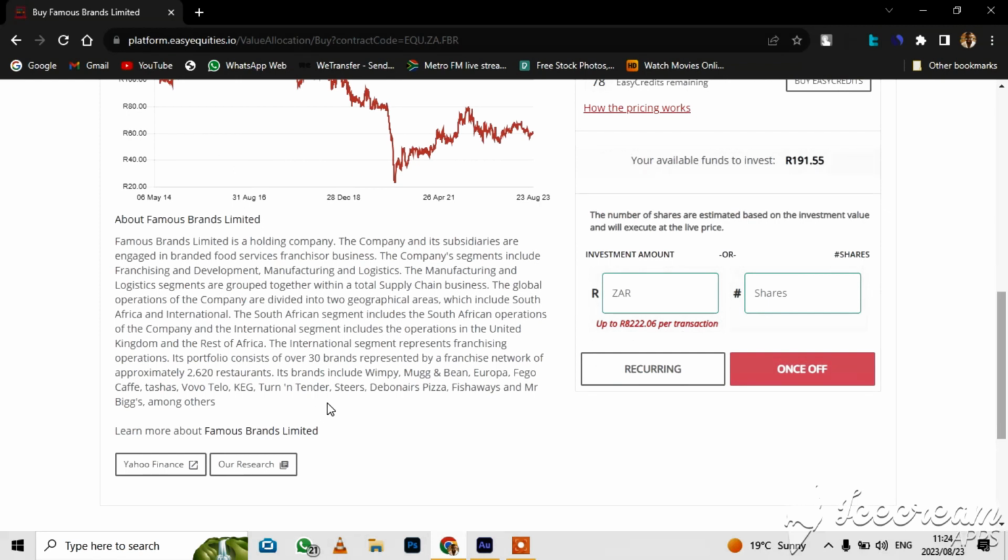Yeah, the Mike and Beans fall under it. Debonairs Pizza falls under it. Ten Tenders, yes. Okay. Those are the companies. Mr. Big, I don't know it. Bogo Taylor, some companies I don't know them. But anyway, these are the information you should read, but this is just the intro. If you want to get into the deep information, you can just click here on Yahoo and look into it.